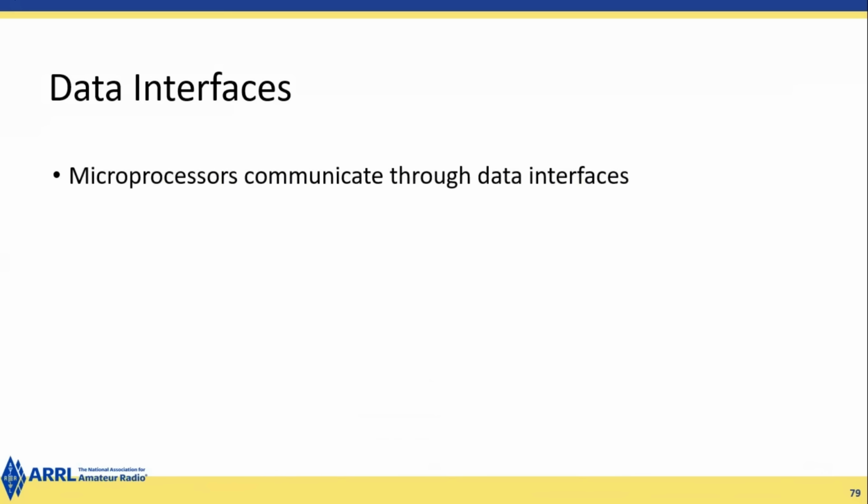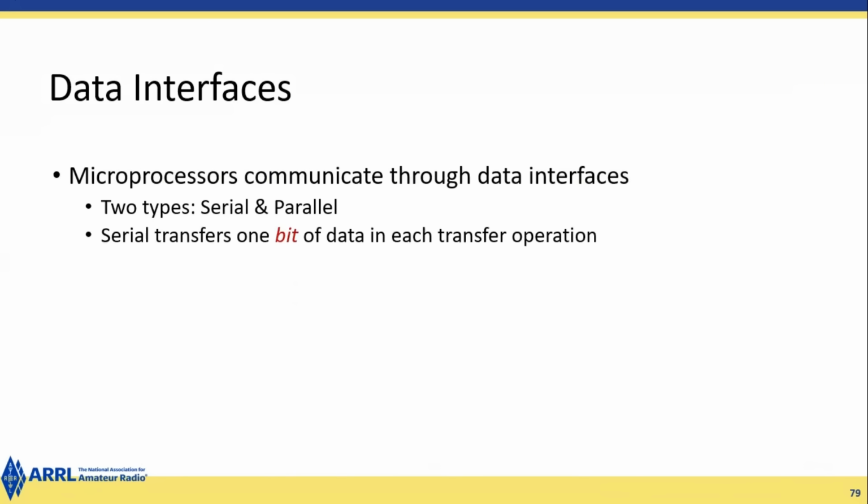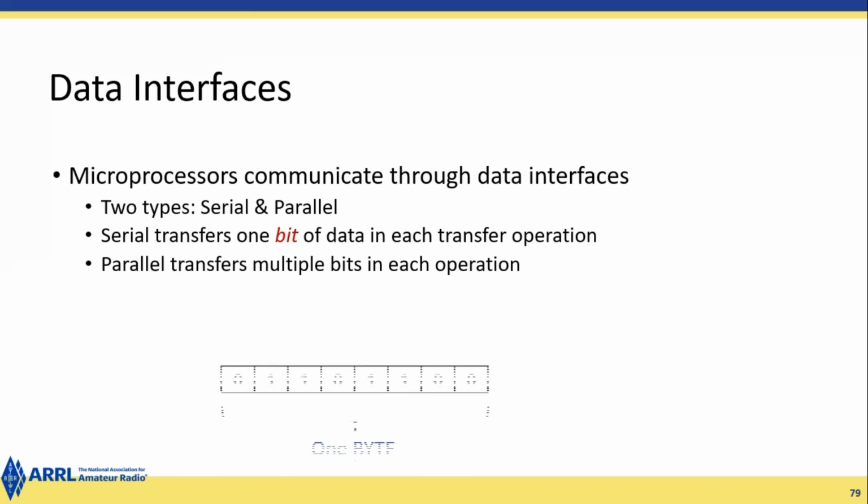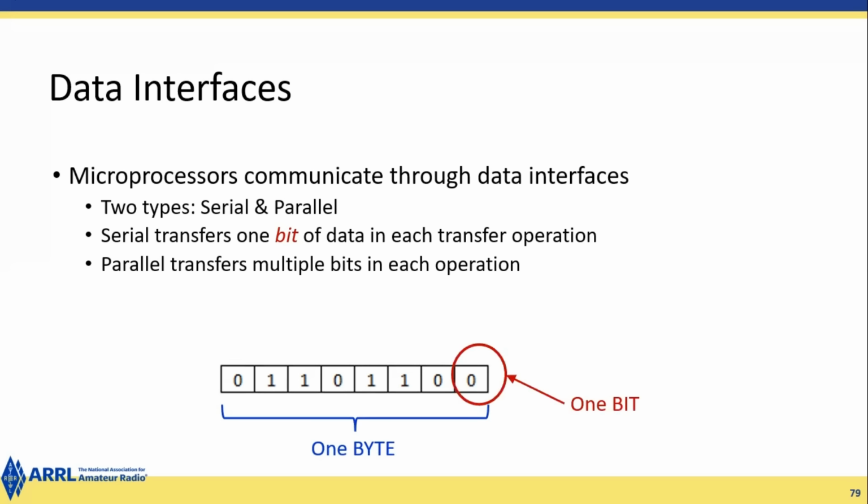Data interfaces. Microprocessors communicate through data interfaces. There's 2 types, serial and parallel interfaces. Serial transfers 1 bit at a time in each direction. Parallel transfers multiple bits for each operation. 1 byte is typically 8 bits. And 1 bit, there you go.